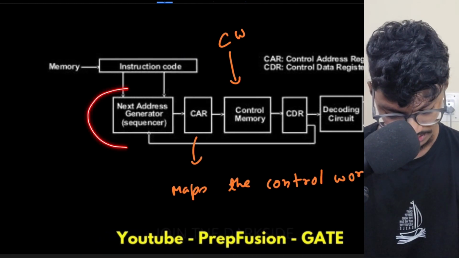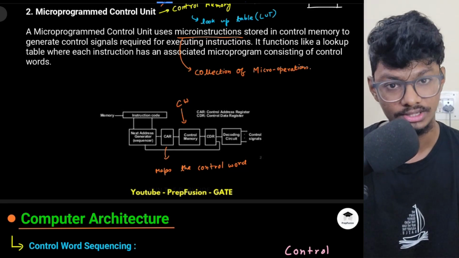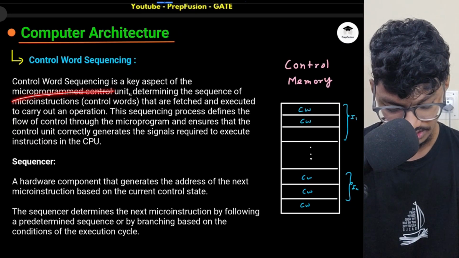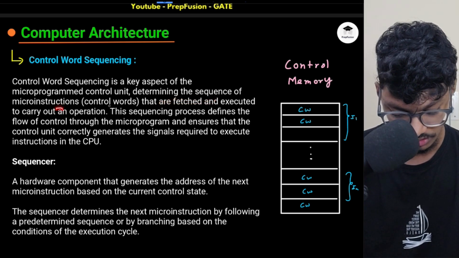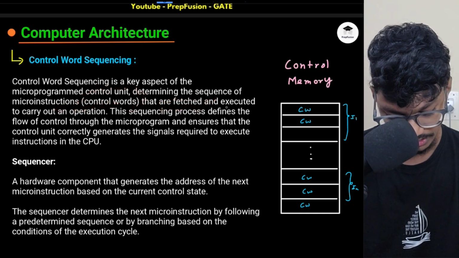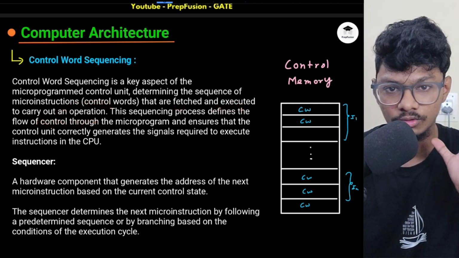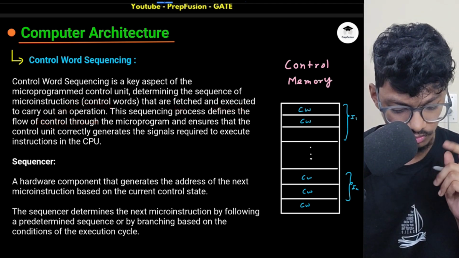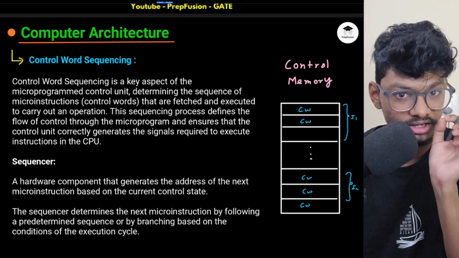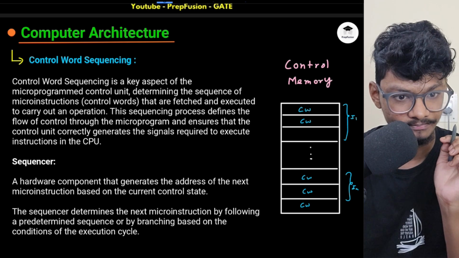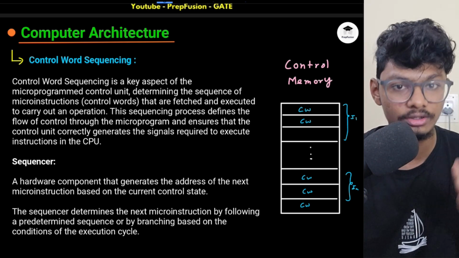Now we will understand this block. What is the next address generator, also known as the control word sequencer? Control word sequencing is a key aspect of a microprogrammed control unit, determining the sequence of the micro instruction control words that are fetched and executed to carry out an operation. I told you it contains micro instructions. So what is a control word? Each micro operation. A micro instruction will have a collection of micro operations.